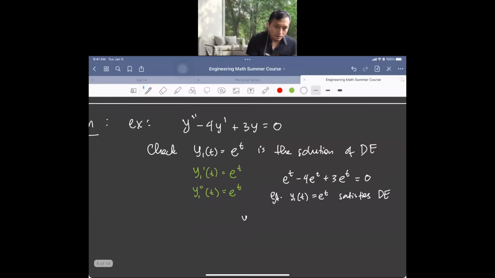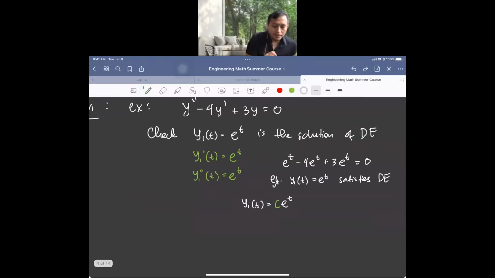So we can write the solution probably. But we can write a constant in front, because if you put a constant, then of course it's still a solution, so we will have all of them with the constant and still the same answer, right? So we also call it a family of solutions. And of course, we can check another solution. For example, let's say y2 is e to the 3t.